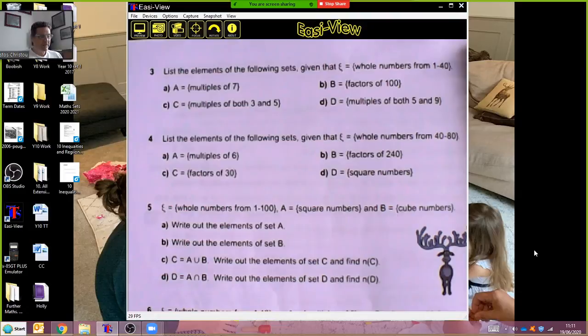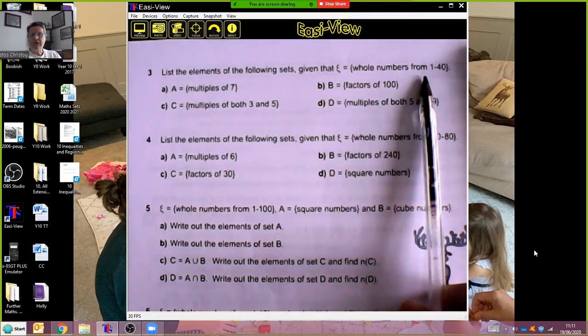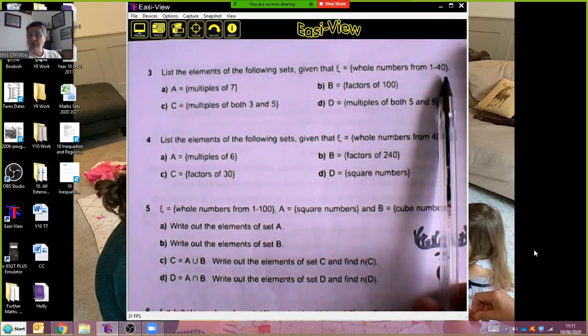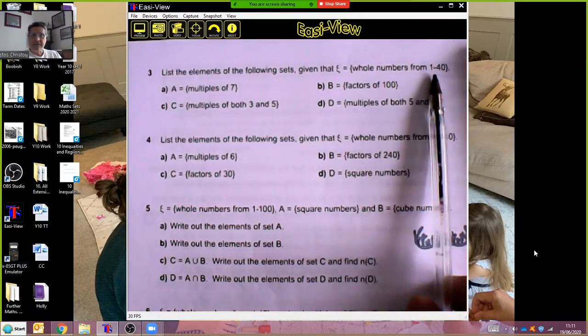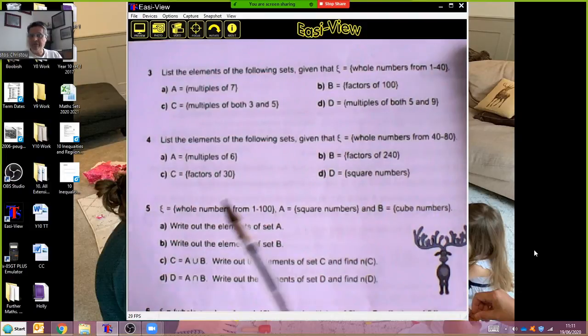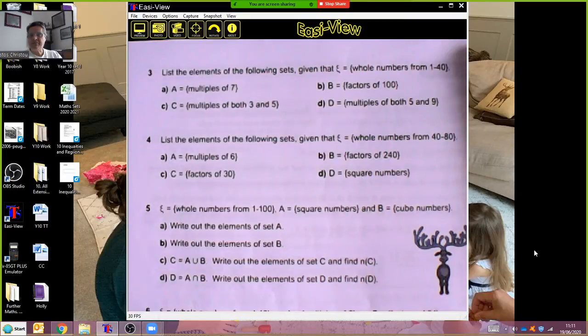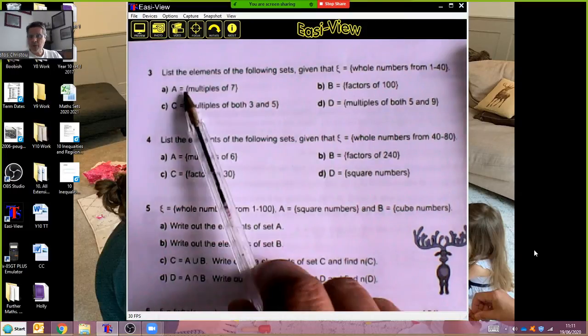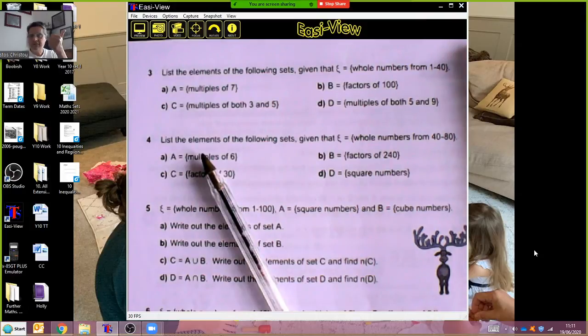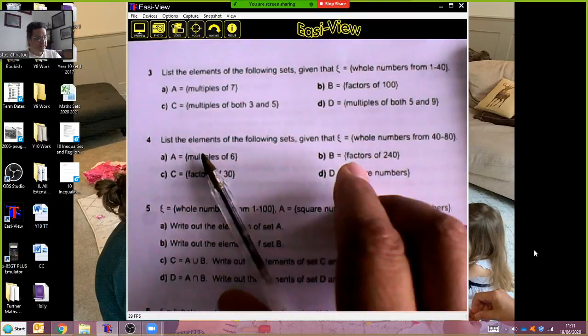So here's a live example of where we're going. I've got a universal set of whole numbers from 1 to 40 inclusive. So that's nothing below or above 40 is going to figure in this question. And set A says list me the multiples of 7. So you open up the squiggly bracket and go 7, 14, 21, 28, 35, 42. No, because that's outside the universe. And that's it, Brandon.